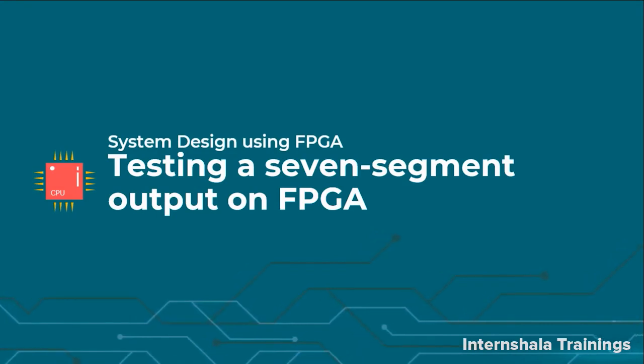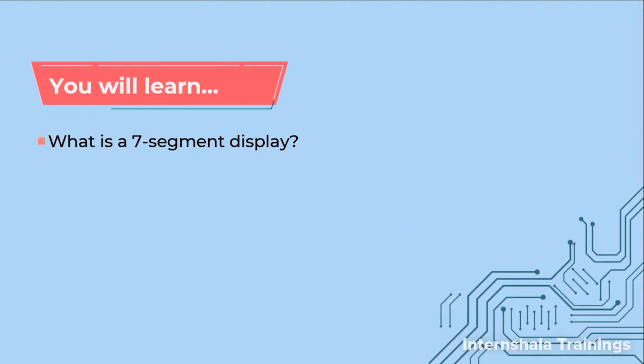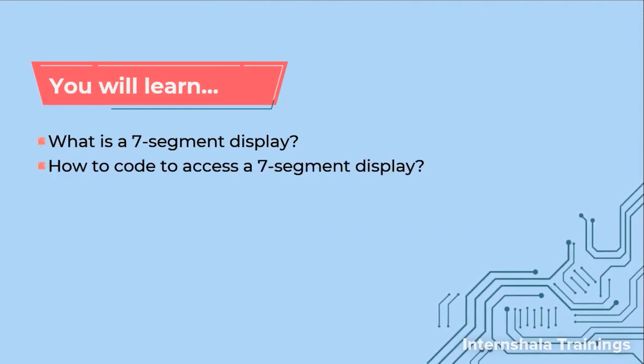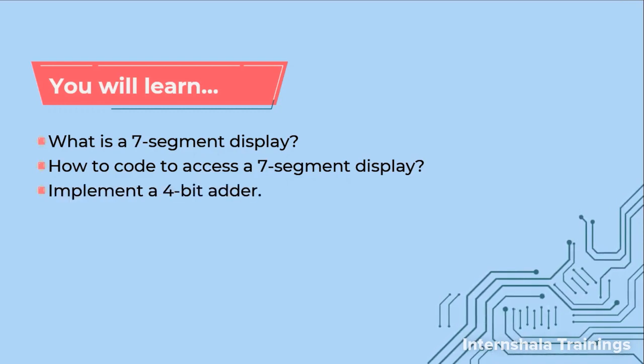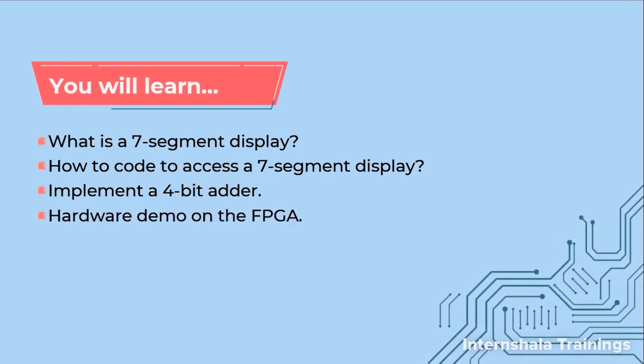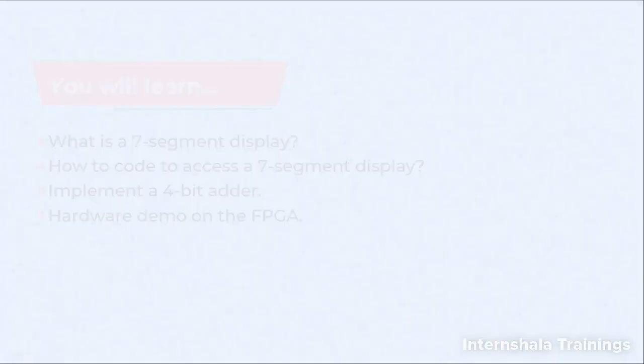Now we are going to explore one more feature that is available on our Basys 3 board, and that is the 7 segment display. So in this video we are going to talk about what a 7 segment display is, and how we can code to access the 7 segment display available on the board. We are going to implement a 4-bit adder and demonstrate it on the Basys 3 board. So let us get started.